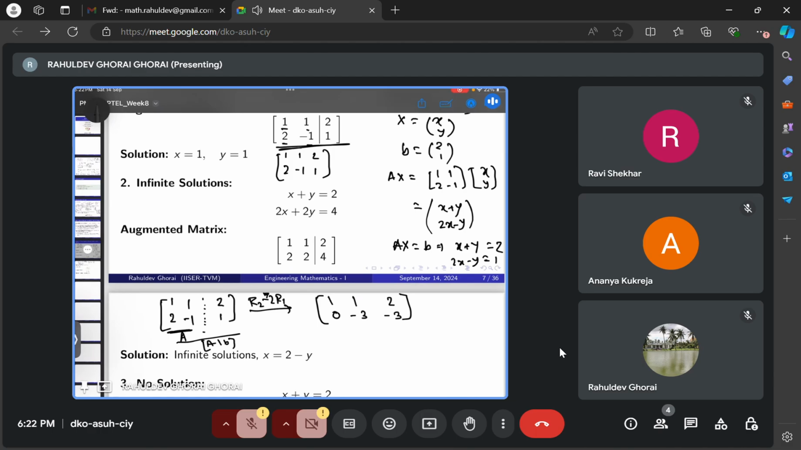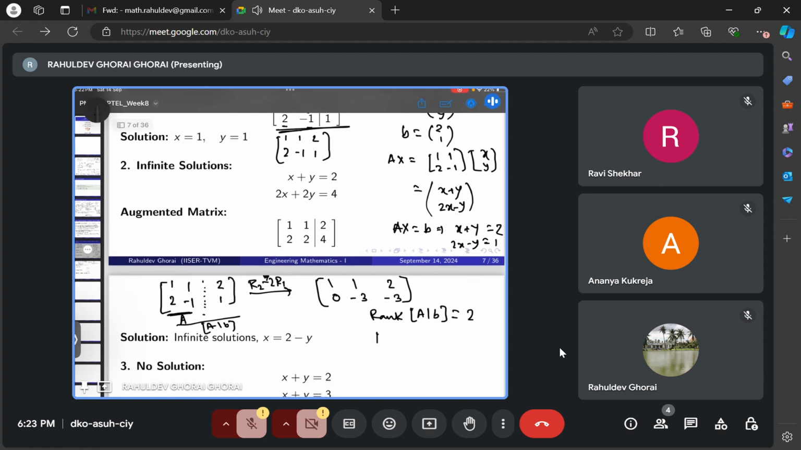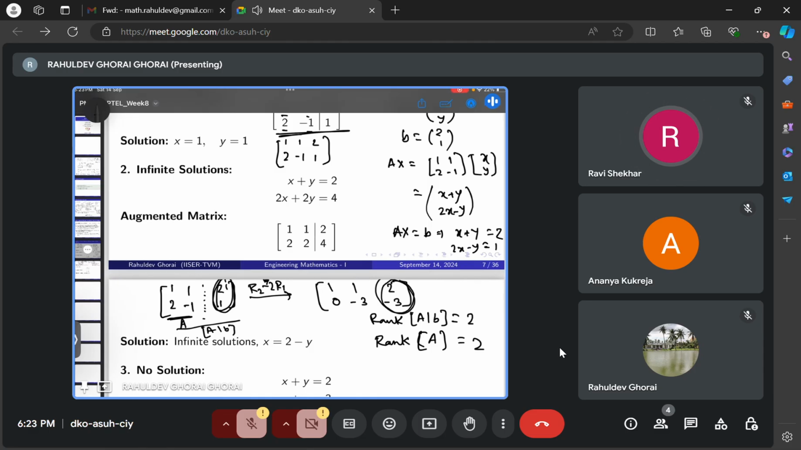What is the rank of this matrix? Anyone? 2. So the rank of the augmented matrix, this whole matrix, is 2. Can anyone tell me what the rank of A is, even from here itself? 2. So the rank of A is also 2, right? Because if we don't take this 2, 1, then 2, minus 3 won't come, but otherwise also it is 2. So the rank of A is 2, and the rank of the augmented matrix A separate B is also 2.